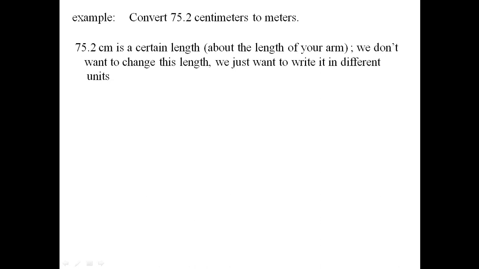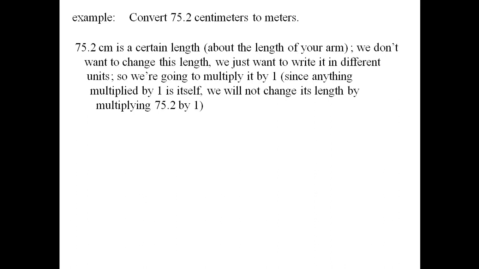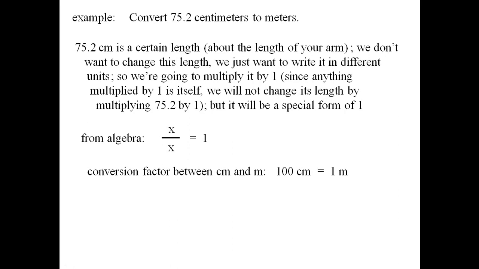Now, we can do this by multiplying it by 1, because anything multiplied by 1 is itself, right? So we're not going to change anything by multiplying it by 1, but it's going to be a special form of 1, as you'll see. Now the special form of 1 is going to take a form similar to this, x over x, because we know anything over itself is 1. So if we multiply anything by x over x, we're multiplying it actually by 1, and so it's not going to change the original entity. All right. Now, the conversion factor between centimeters and meters is this: 100 centimeters is equal to 1 meter.